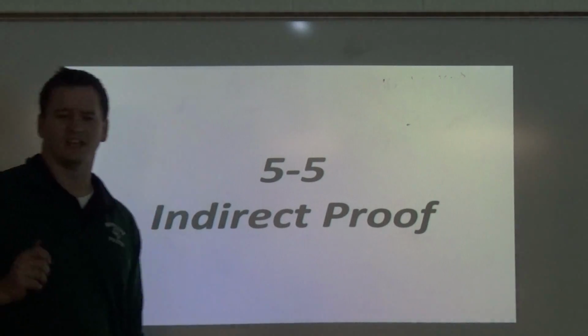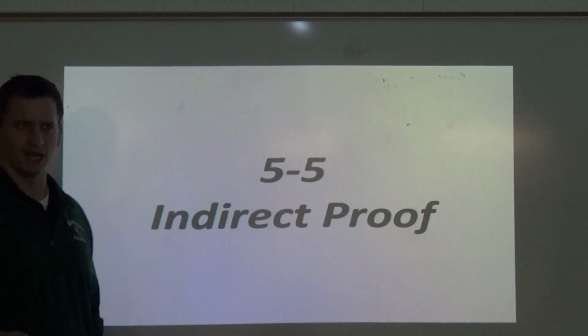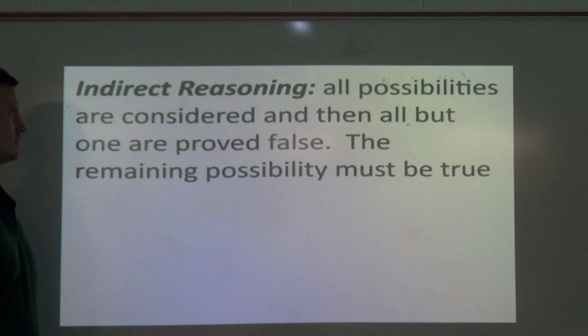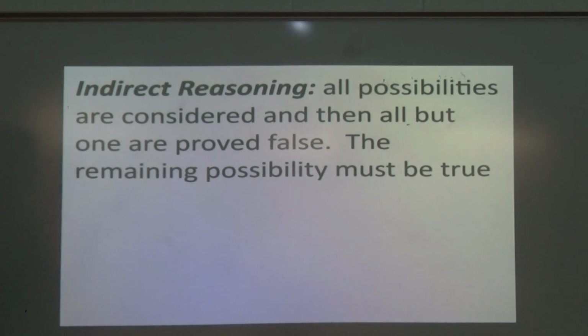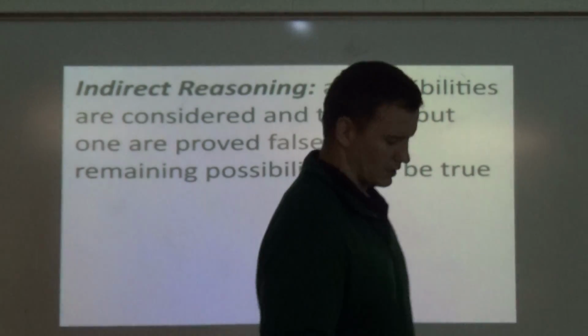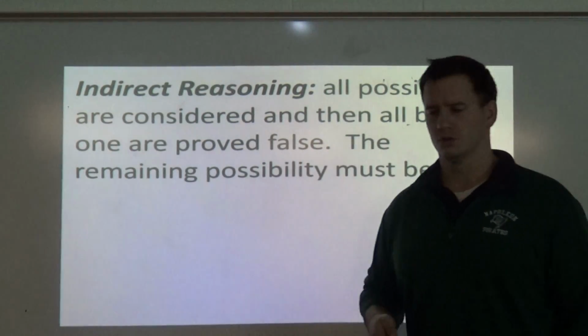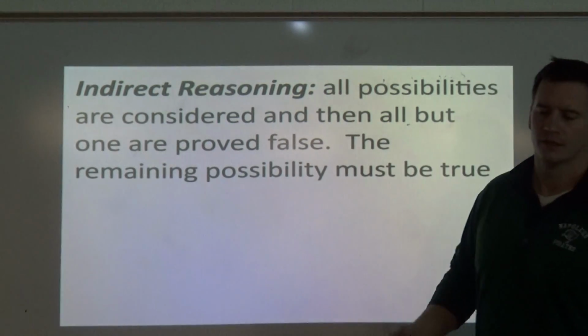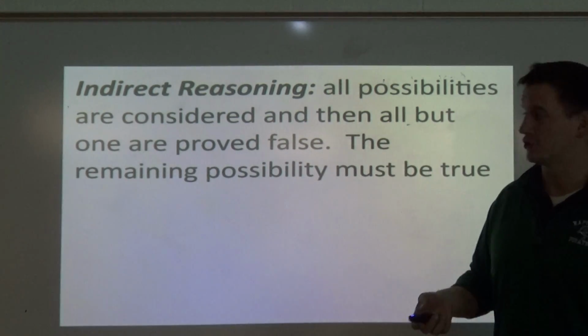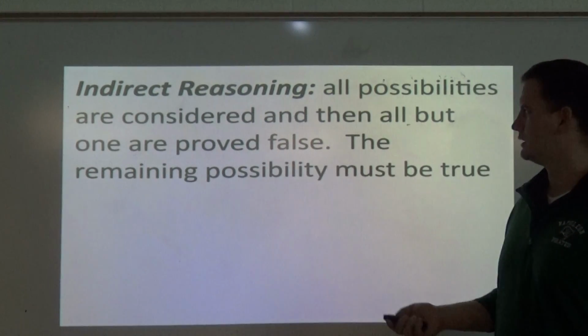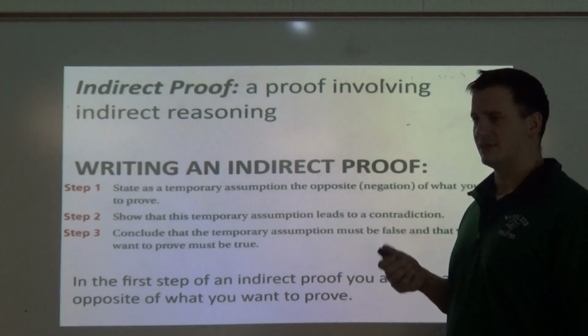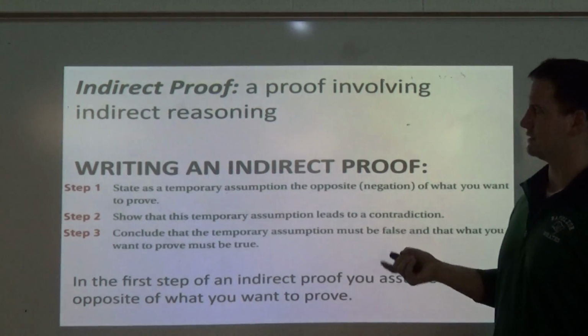Today, 5 indirect proofs. This is for geometry. Okay, indirect reasoning. All possibilities are considered, and then all but one are proved false. The remaining possibility must be true. Not something we use a ton in geometry, but we need to make sure we practice it and we're able to do it. An indirect proof is a proof using indirect reasoning.